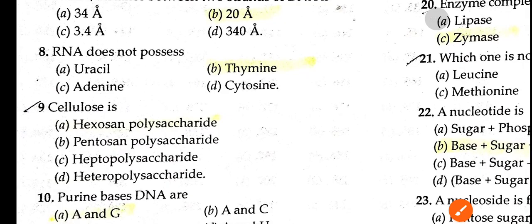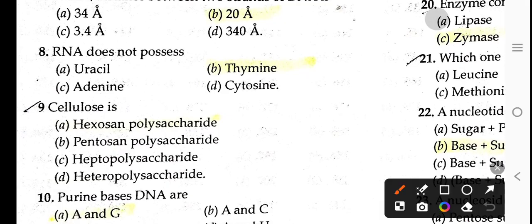Next, RNA does not possess. So in RNA, thymine is absent. It consists of uracil in place of thymine.